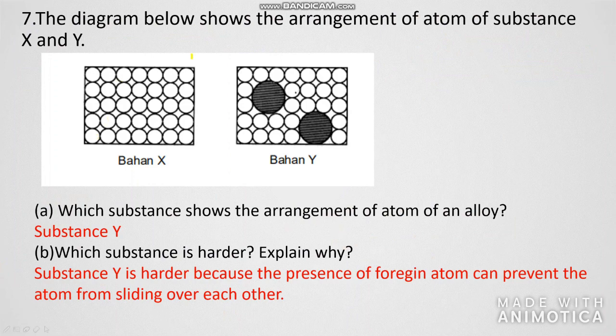Next, the diagram below shows the elements or atom of substance X and Y. So X and Y, mana satu ialah alloy? Okay, yang ini ada presence of foreign atom, so ini ialah alloy. So which substance shows the arrangement of atom of an alloy? So the answer is substance Y. B, which substance is harder? Explain why. Okay, so substance Y is harder. Kenapa? Because the presence of foreign atom can prevent the atom from sliding over each other.